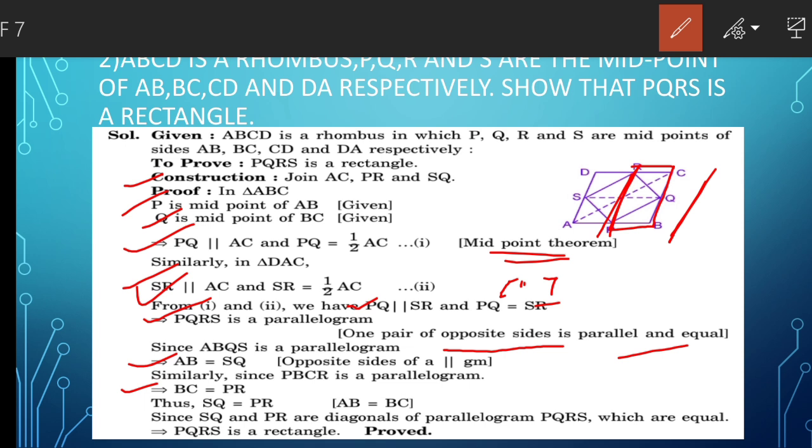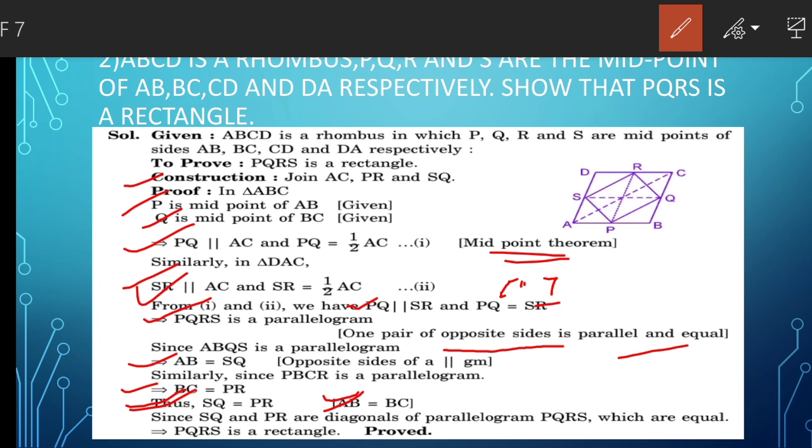Thus, what we get is that since ABCD is a rhombus, AB is equal to BC. The sides are equal. So, since AB is equal to BC, we can write PQ is equal to SR. Now, PQ is nothing but a diagonal of the quadrilateral PQRS. Of the quadrilateral PQRS, PQ and SR are nothing but the diagonals. When the diagonals are equal, we can conclude that the parallelogram that we have achieved before is a rectangle.